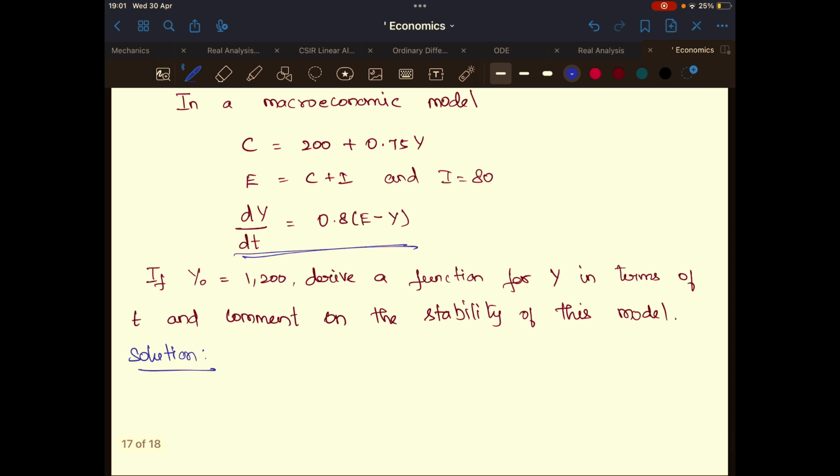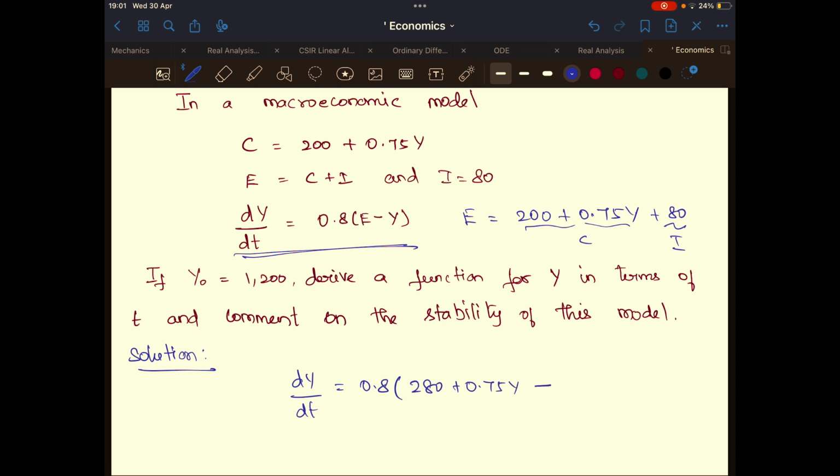Okay. Now, what is given? dY by dt is equal to 0.8 into E minus Y. What is E? C plus I. Okay, I will write it here itself. E equal to C plus I, right? So 200 plus 0.75Y plus 80. Am I right? This is C plus I. This is C. This is I. So it is nothing but 280. Okay, I'll write down 280 here. So 280 plus 0.75Y.